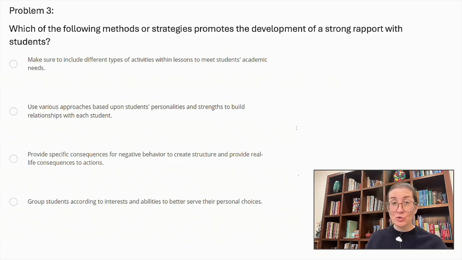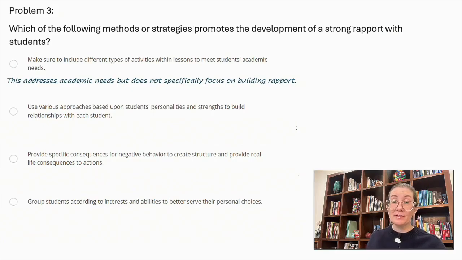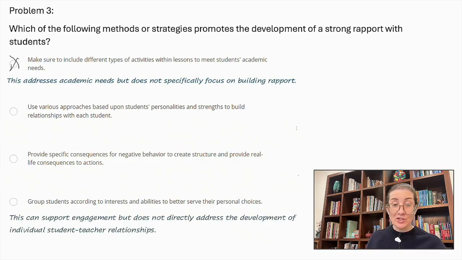Problem number 3. Which of the following methods or strategies promotes the development of a strong rapport with students? Make sure to include different types of activities within lessons to meet students' academic needs. This addresses academic needs but does not specifically focus on building rapport, so we can eliminate that answer. At the bottom now, group students according to interests and abilities to better serve their personal choices. This can support engagement but does not directly address the development of individual student-teacher relationships. So this is not the correct answer either.